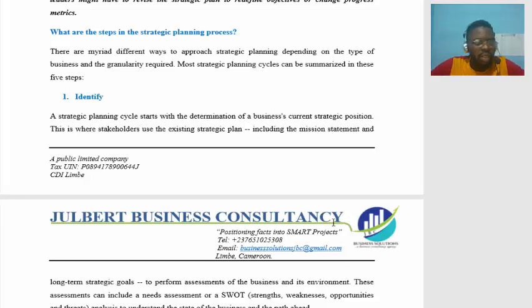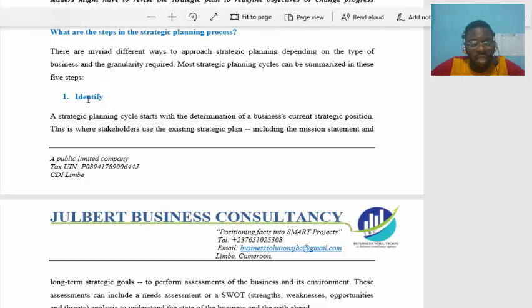We continue with strategic planning, and this time around we'll be looking at the steps in the strategic planning process. The strategic planning process begins with an identification of the business's current state, or the organization's current state.